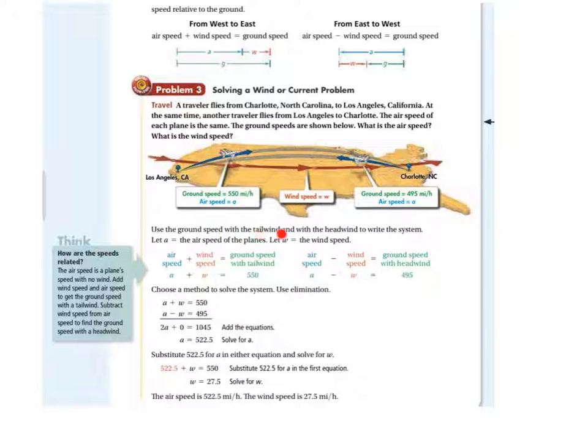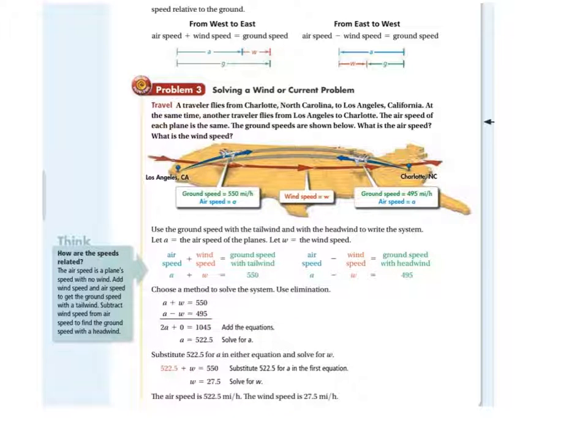Use the ground speed with the tailwind and with the headwind to write the system. A is airspeed. W is wind speed. We were given the ground speed. So when you're traveling here with the wind, your ground speed was 550. When you're traveling here against the wind, it's actually 495. So there's the constant on the end here. And again, we've got to figure out what these different parts are. Airspeed is airspeed. The wind speed is something that isn't going to change. It's either going to work with you or work against you. So A plus W is 550. A minus W is 495.